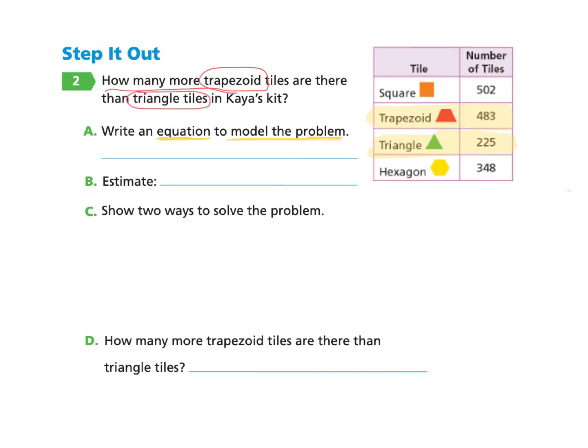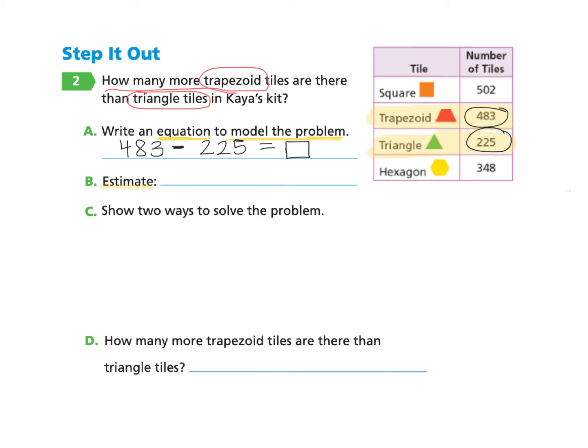But our equation will say that there are 483, which is the amount of the trapezoid, and we are taking away 225, which is the triangle kit, to find out how many more trapezoid tiles than triangle. And we do not know this number yet, so we are going to make it an unknown. Part B asks us to estimate, and we want to estimate with compatible numbers. And so if you'd like to pause and try this by yourself and then come back, you may do so.